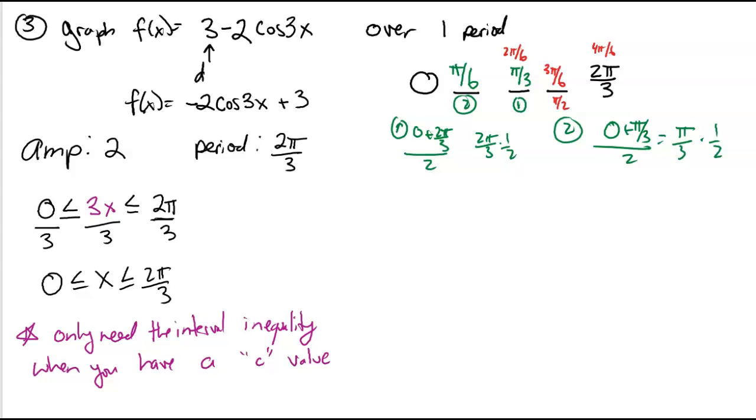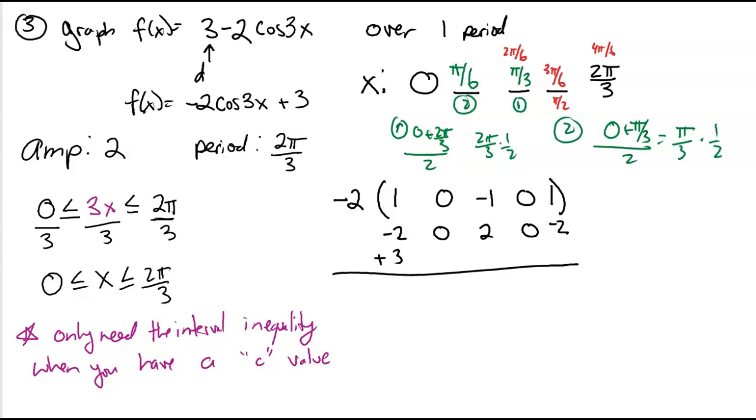So again, this is my x's. So my y's, again, cosine pattern. So it goes 1, 0, -1, 0, 1. I first want to multiply by my a value, not my amplitude. So notice that -2 is what I'm multiplying by. So this becomes -2, 0, 2, 0, -2. And I do have a d value, so I'm going to add 3 to everything. So this will give me 1, 3, 5, 3, and 1. So this, my friends, is what your y is.